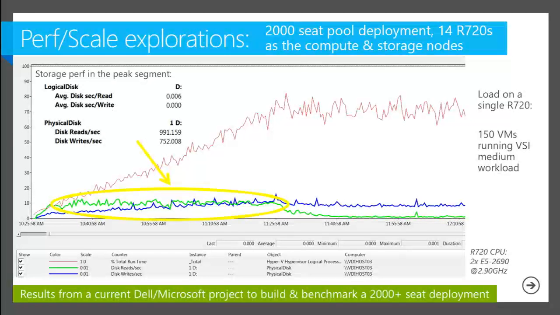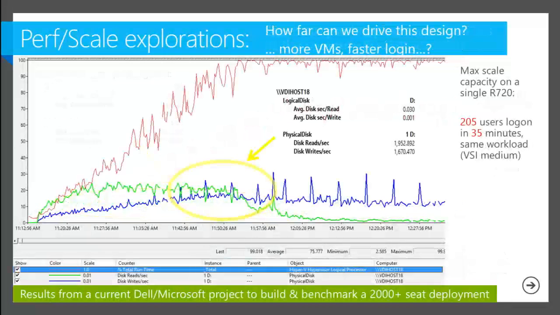This tells us that we can actually drive these hypervisors further, and the storage can handle more, right? So how far can we drive this design? More VMs, faster login. So in this test, we had 205 users logging in over 35 minutes, okay? And we hit the VSI maximum, meaning the system was starting to hit the tipping point. 205 users were logged in, but after about 200 users, or 197 users, the response time started to degrade. The point here also is that the disk can handle a storage load of about 3,500 IOPS.